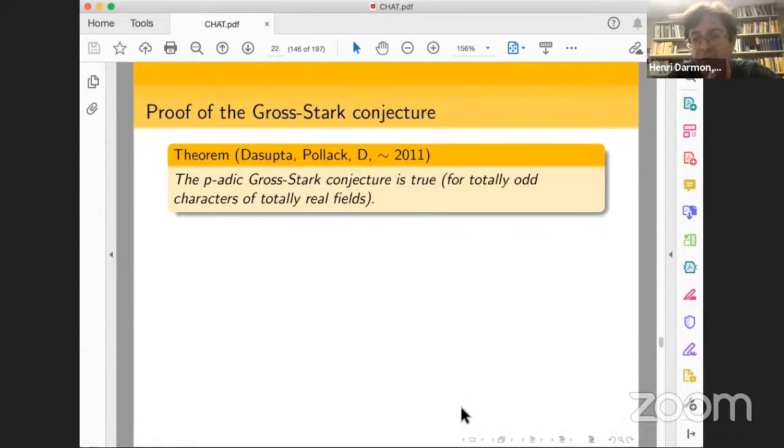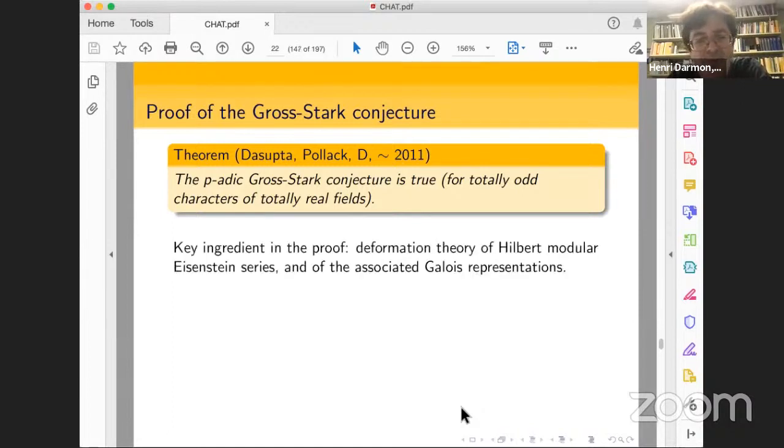And with Rob Pollack, a few years later, we gave a proof of the Gross-Stark conjecture. And so we proved that for all totally odd characters, even of general totally real fields, the p-adic Gross-Stark conjecture is true. So the relation between the first derivative of the p-adic L function and these logarithms of algebraic numbers, of p-units. Now, one point one should make here is that this p-adic Stark conjecture formulated by Gross is much more tractable than the original Stark conjecture, on which we're still completely stuck. So there's something quite a bit deeper about the Archimedean setting.